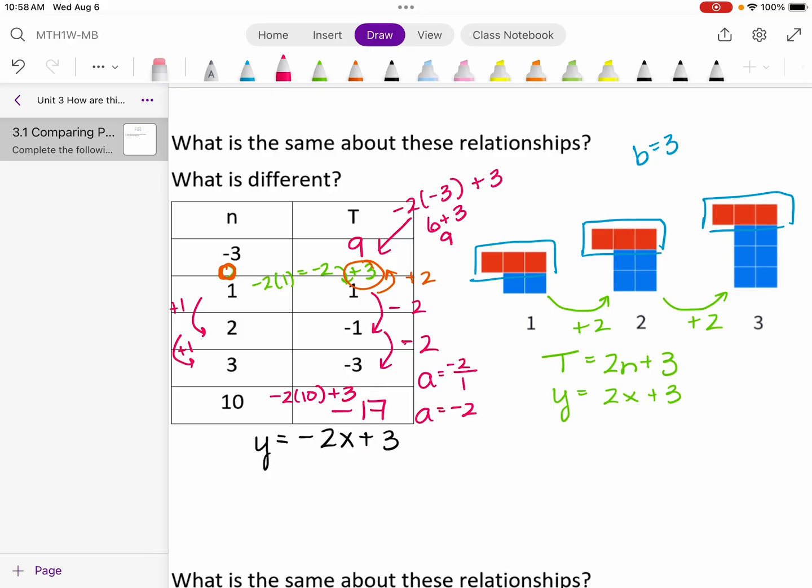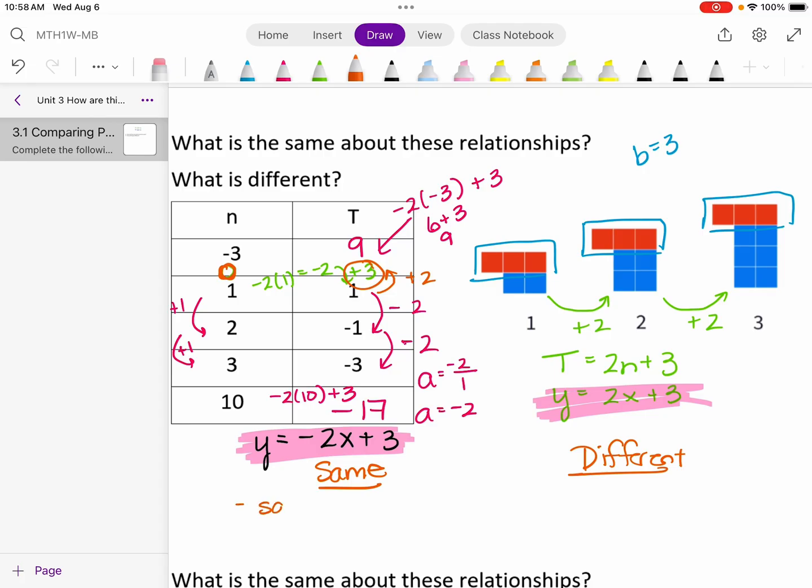Okay, so now if I compare my 2 equations, y equals negative 2x plus 3 and y equals 2x plus 3, I'm going to look at what is the same and what is different. So in this case, they both have the same constant. So that's that plus 3 value.